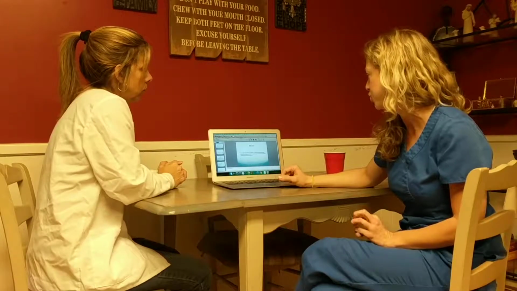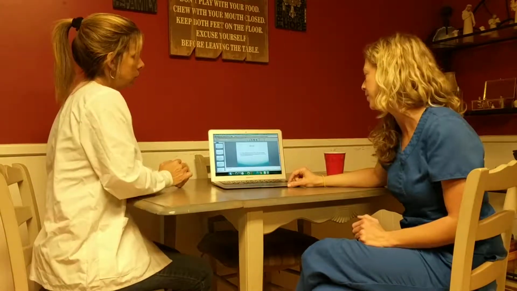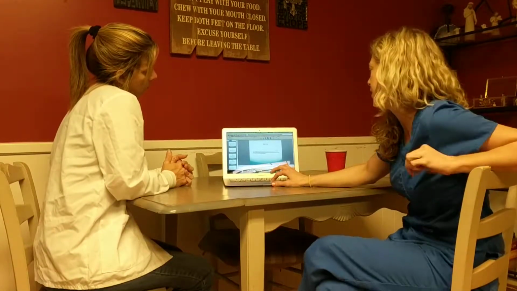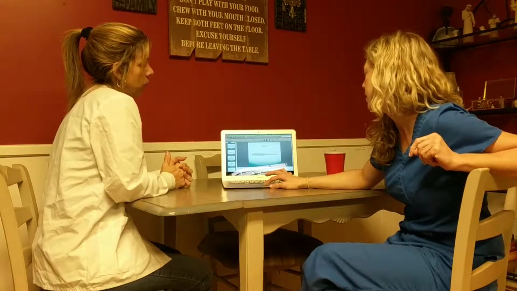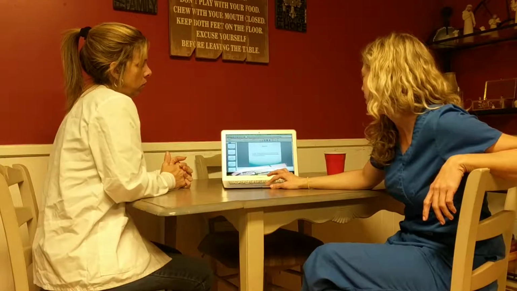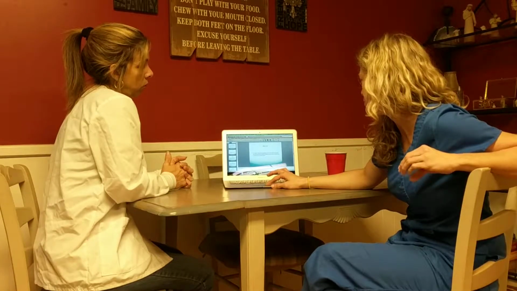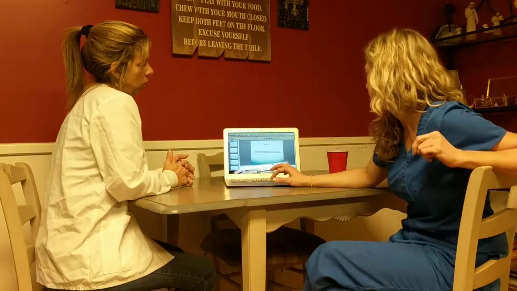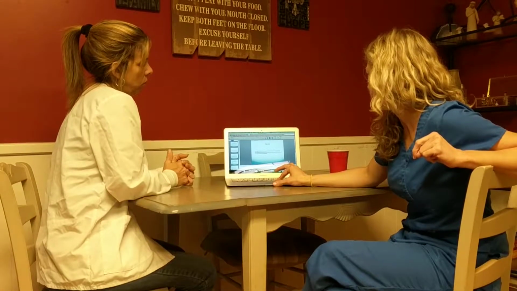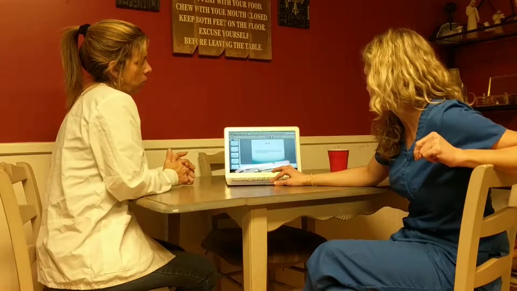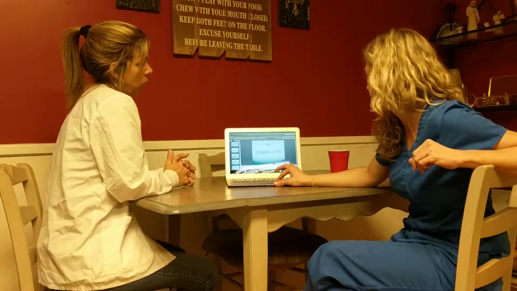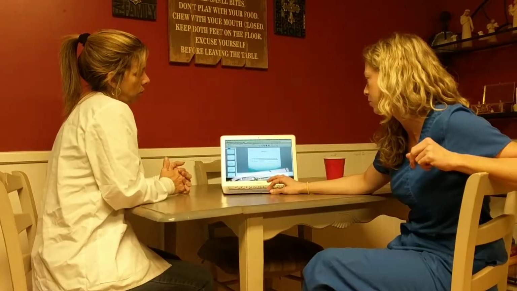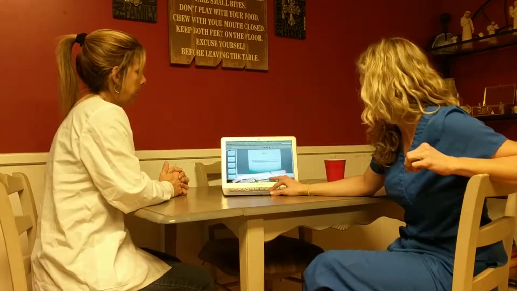So the PICOT question: in a high-risk patient population, how do various turning and repositioning schedules reduce pressure ulcer occurrence over the course of 6 months? So the P is the high-risk patient population. We have the intervention, turning and repositioning, the comparison, how it reduces the pressure ulcer, the outcome of reducing the incidence, and the time would be tracking that over the course of probably 6 months to a year. Okay.